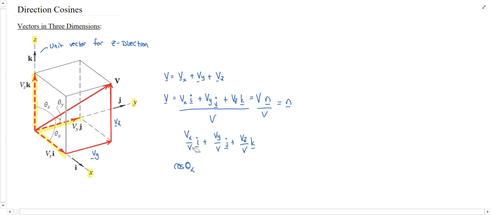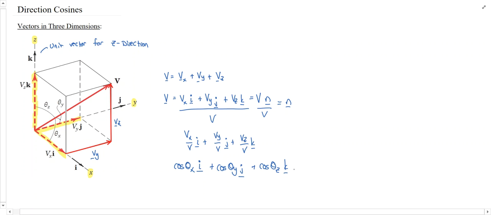So if I take vx divided by that total, then I get the cosine of theta x, and this would be in the i direction. Theta y is the angle between that vector and the y component, or the y-axis. And so vy by v is actually going to be the cosine of theta y. And then if I were to take the angle theta z that the vector makes with the z-axis, then I would find that vz divided by v is also the cosine of theta z.